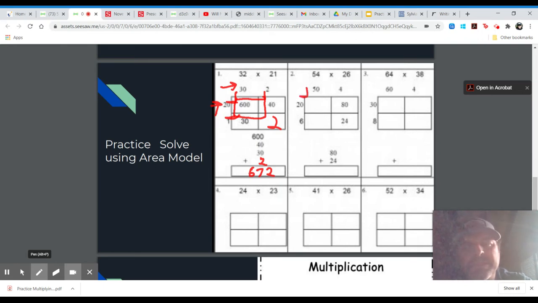Remember, if we can just do 2 times 5, we get 10. And you got to add the 2 more zeros because there's a 20 and a 50. So we add the extra 2 zeros. So it's 1,000.